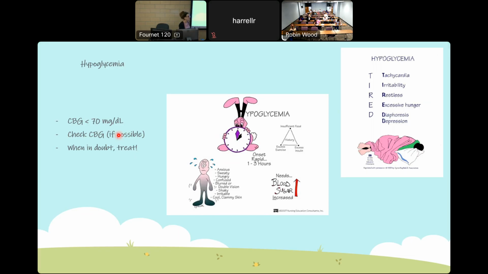Okay, great. Who cares? Not who cares, but yes, you can definitely go into DKA, but that's going to take a longer amount of time than hypoglycemia damaging your brain. So if you can check, check. If not, treat. So how do we treat hypoglycemia?